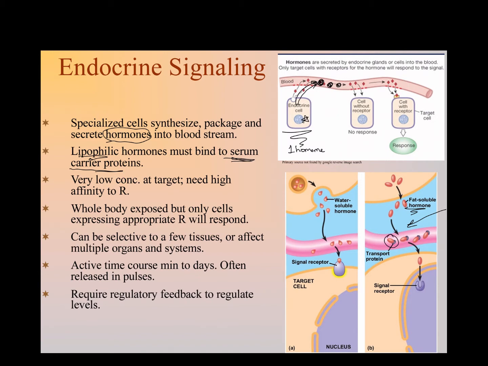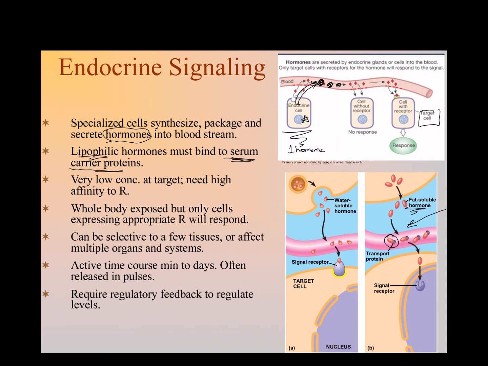Because these hormones are going into the entire circulation, they're getting diluted very, very much. So they're at an extremely low concentration when they hit their target cells. Because of that, the receptors that are activated by that hormone have to be very high affinity. If they're not, they're never going to have enough activation with that really low concentration of hormone.